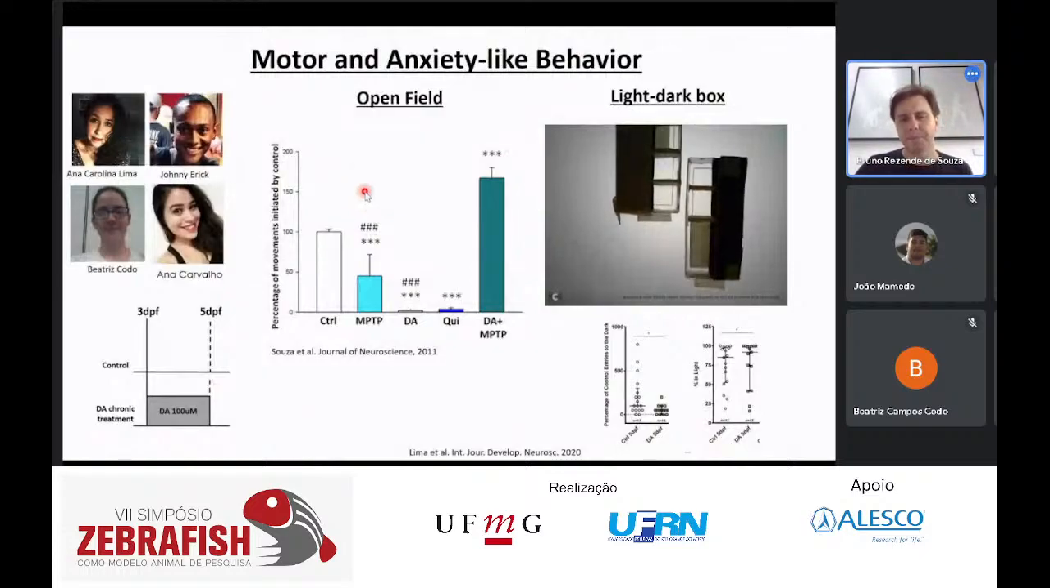After that, we checked motor behavior, such as the number of initial movements, to see if these morphological alterations would also be correlated with behavior. We can see a decrease of motor behavior in MPTP-treated, dopamine-treated, and quinpirole-treated larvae. But when we treated with MPTP plus dopamine, we have an increase of motor behavior in the open field. In the light-dark box, we saw a decrease in the percentage of larvae moving to the dark side when they were treated for 2 days, from 3 to 5 days post-fertilization.